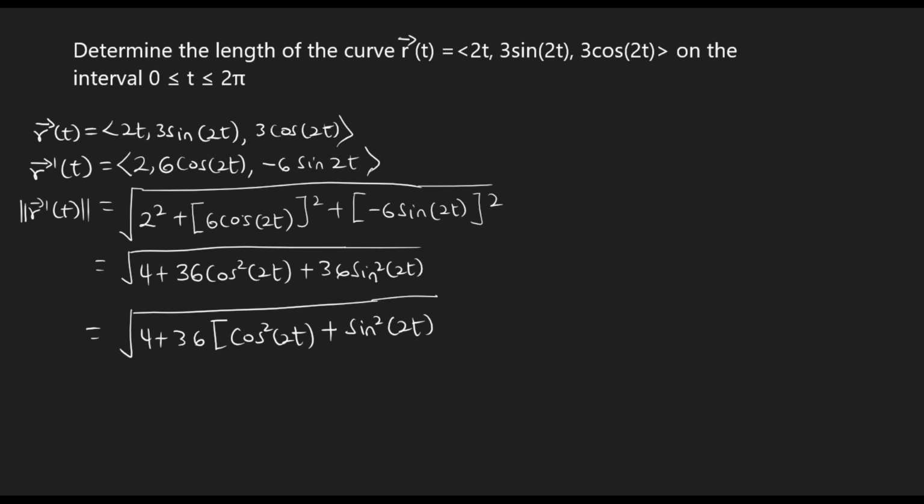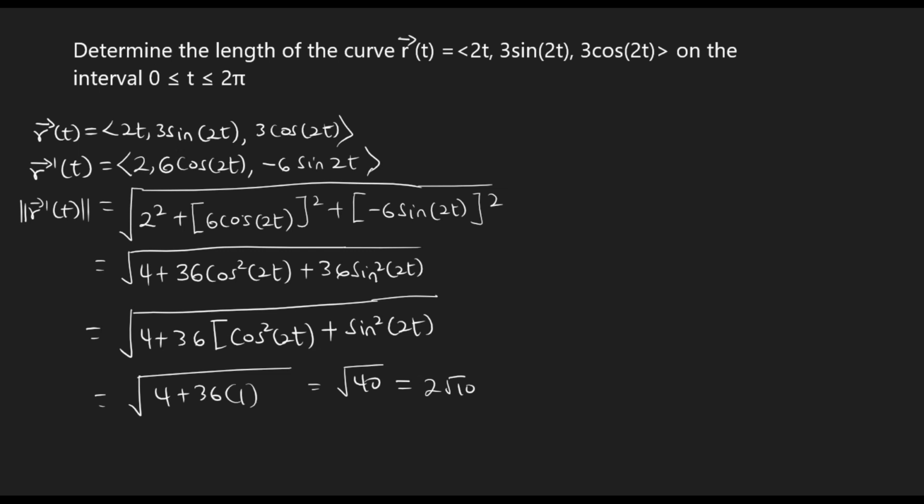And then from the trig identity, you know that cos squared 2t plus sine squared 2t is equal to 1. Okay, so we're going to have 4 plus 36 multiplying 1. Then this will be equal to the square root of 40, because we're going to add 4 plus 36, and then simplifying this, we're going to have 2 root 10. So this is the norm that we have now.